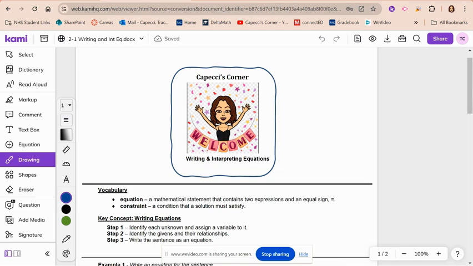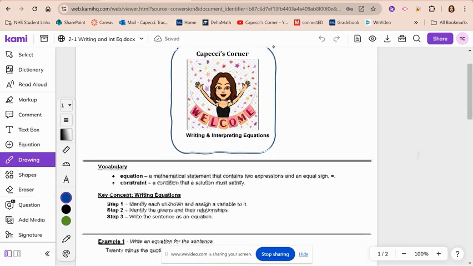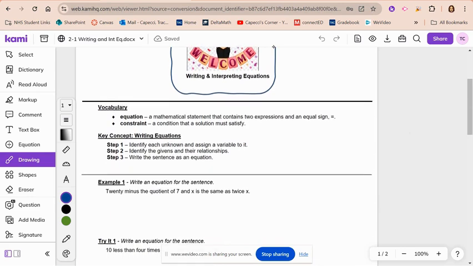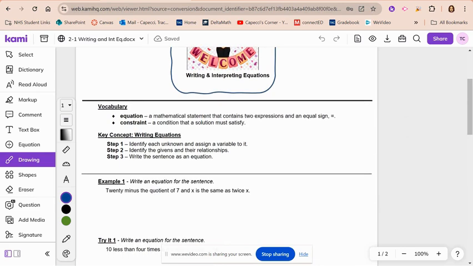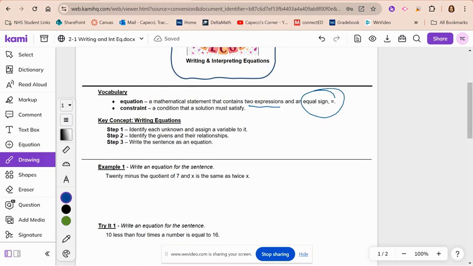Reggie's Corner, we're going to look at writing and interpreting equations. So let's take a look at some vocabulary. An equation is a mathematical statement that contains two expressions and an equal sign. The biggest thing is the equal sign is with every equation. A constraint in math is a condition that a solution must satisfy.